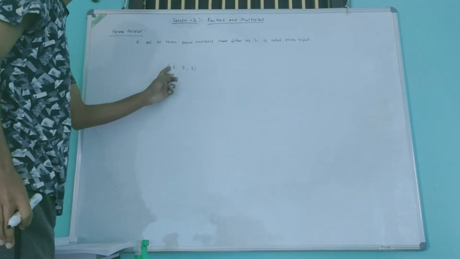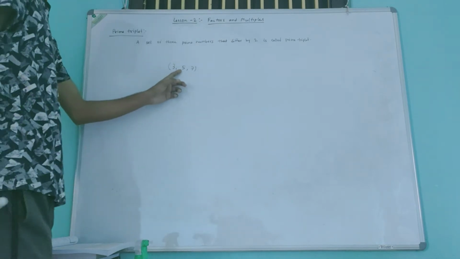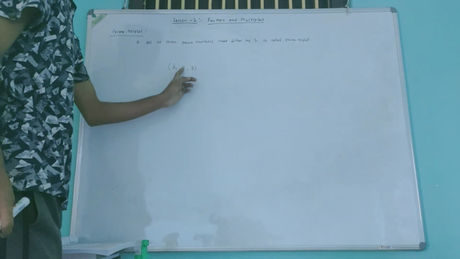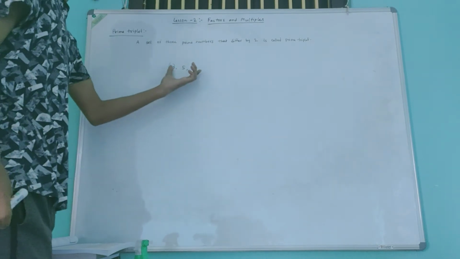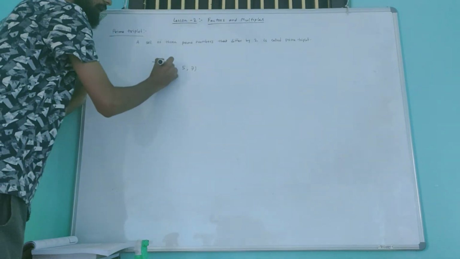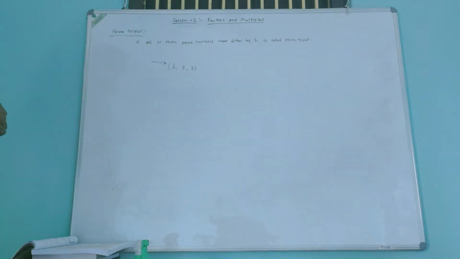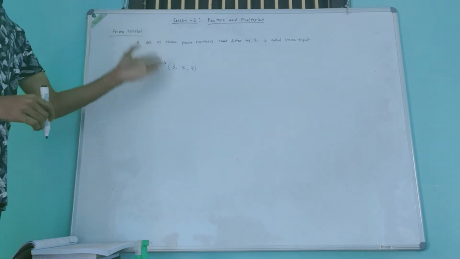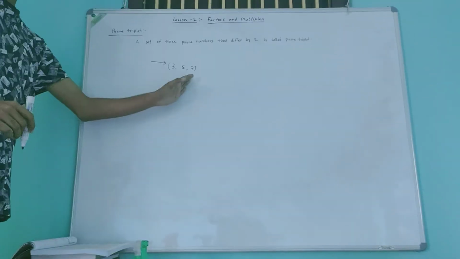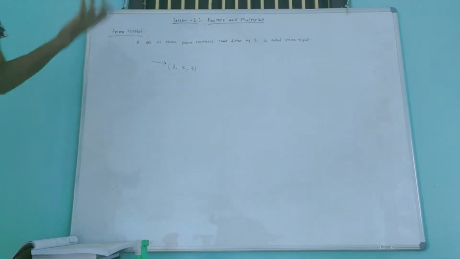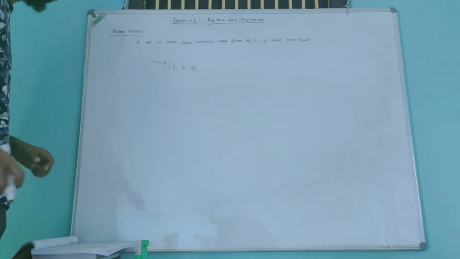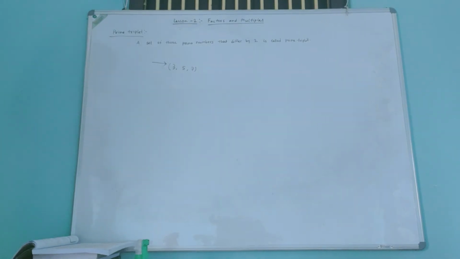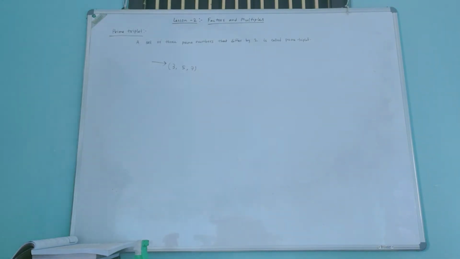3 and 5, their difference is 2 because 5 minus 3 is 2, as well as 5 and 7, their difference is 2 because 7 minus 5 is 2. So we can say that 3, 5, 7 is a prime triplet. So all the 3 numbers should be prime numbers, and the difference between them will be 2. Then this will be called a prime triplet.